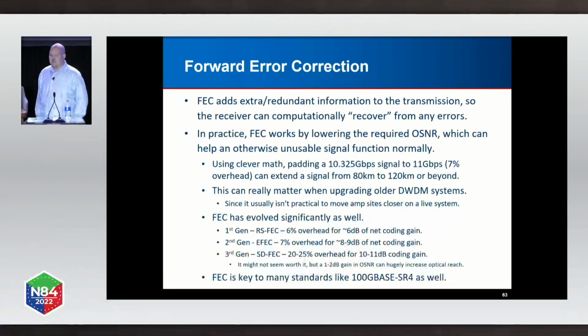So for example, you can take a 10.325, so that's a 10 gig E, that's what it's actually transmitting, is 10.325 with overhead, and you pad it up to 11, so there's a 7% overhead, and now you take what would have gone 80 kilometers and you can make it go 120, because you can recover from a weaker signal, or one with more dispersion.